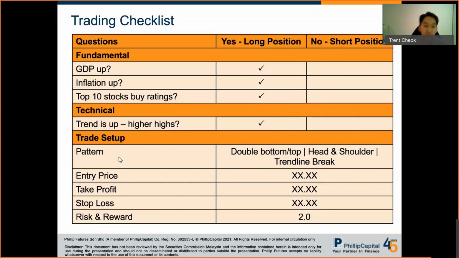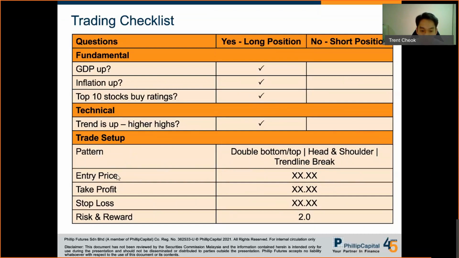Trade setup means to say where is your entry point, where's the profit and stop loss. So the next thing you have to look for is the pattern, the entry pattern, whether it's the double top, head and shoulder, or trend line break. If you identify any one of these, you just circle it. Then the pattern appeared.